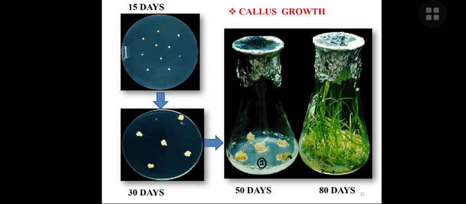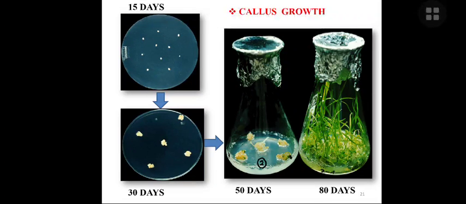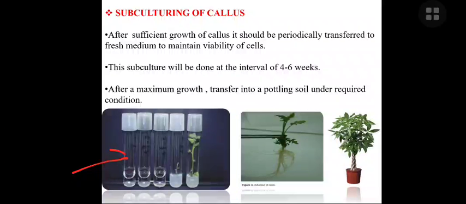So these are the stages. In 15 days the callus is developed like spores, and at 30 days we can see a mass of cells forming tissue callus. At 50 days we can see shoot formation, and in 80 days complete leaf formation and shoot formation can be seen. This is how the culture will look, with the whole grown plant visible after 80 days or more.